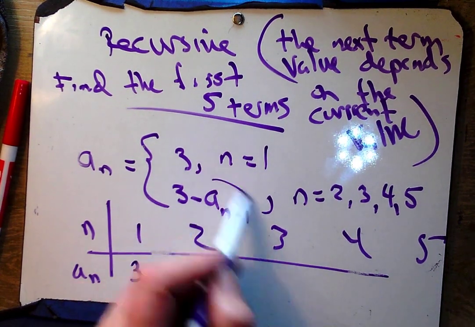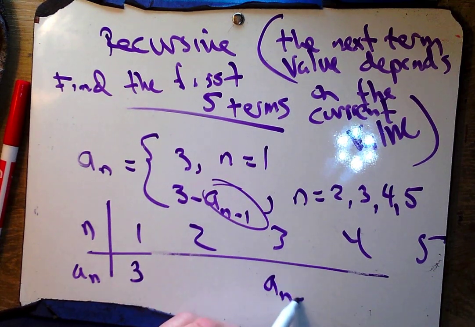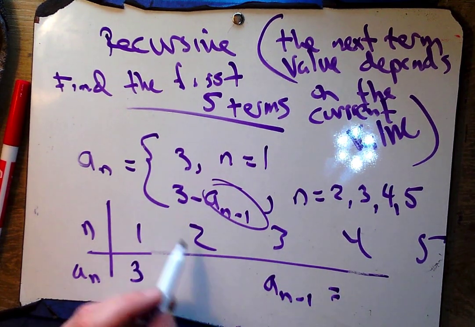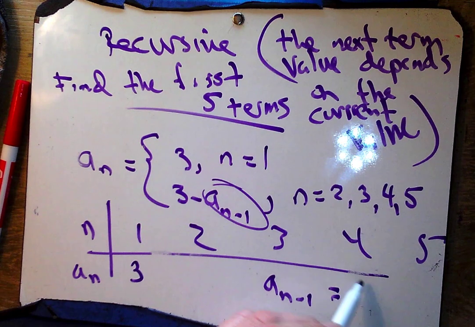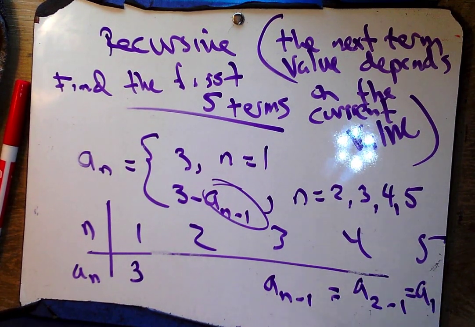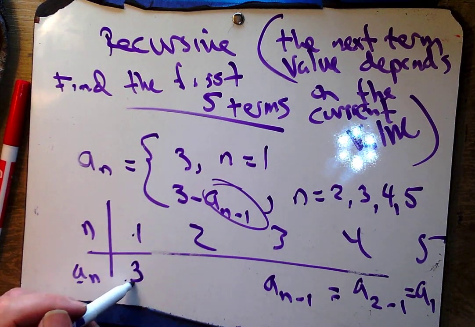And here, I'm just trying to understand that. That says a sub n minus 1. In our problem, the next term is 2. So we would have a sub 2 minus 1, or a sub 1. Well, a sub 1 is 3.